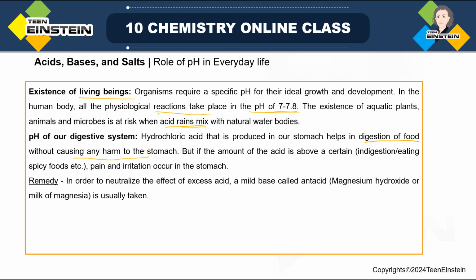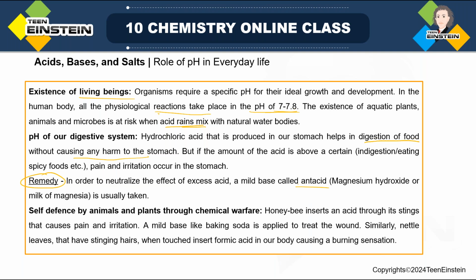But if this amount of acid is above a certain range because of indigestion or eating spicy food, then pain and irritation can occur. And that is why, as a remedy, we can take some mild base, and they are called antacids, like magnesium hydroxide, Mg(OH)2. That is also available in the market in the form of some liquid, or it may be in tablet also. The liquid form is milk of magnesia. So these are taken to neutralize this excess acid.